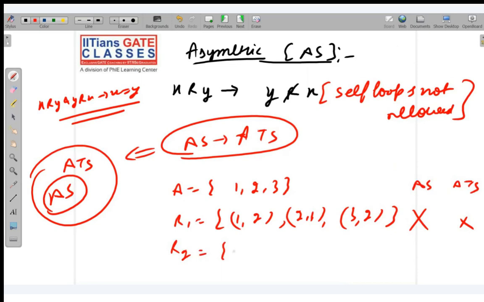What about my R2 relation? R2 is say (1,3), (3,2). So what will you say? (1,3) is there, so (3,1) should not be there. (3,2) is there, so (2,3) should not be there. Yes, not there. So it is AS and also ATS.